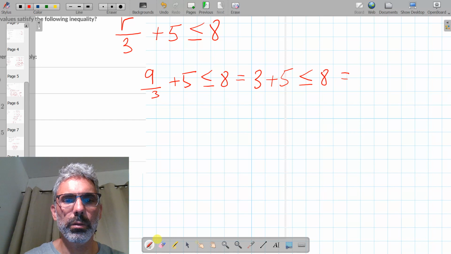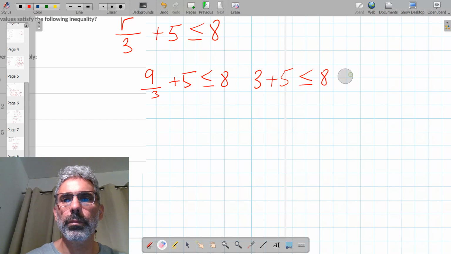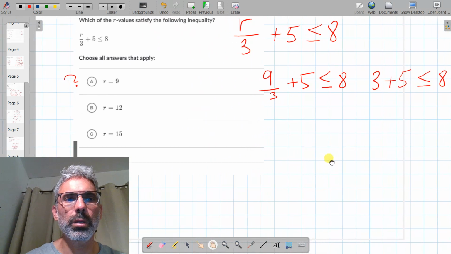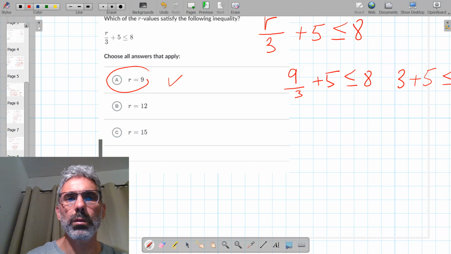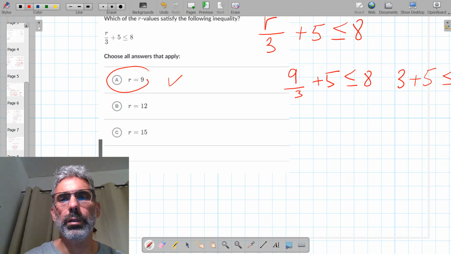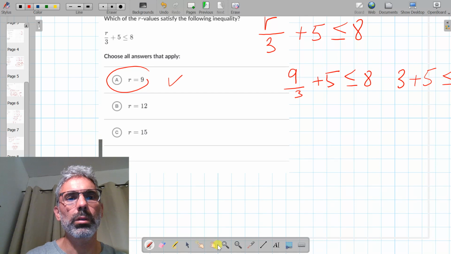Okay. So 8 has to be less than or equal to 8. Okay, so it's good. So A is good. Three plus 5 is less than or equal to 8. Okay, so 3 plus 5 is 8. Okay, so A is good.